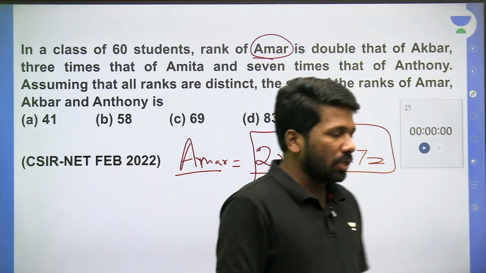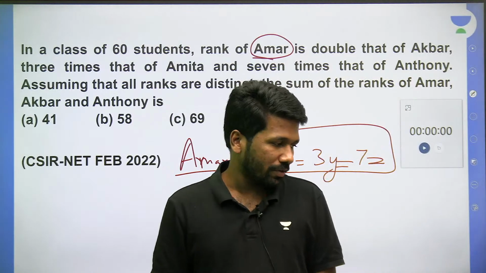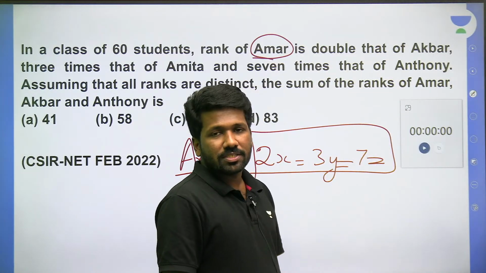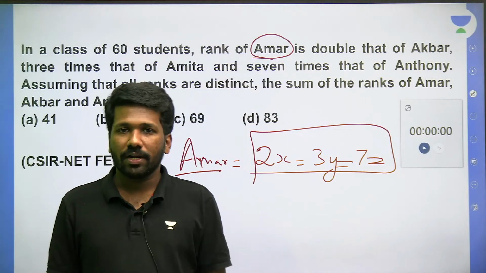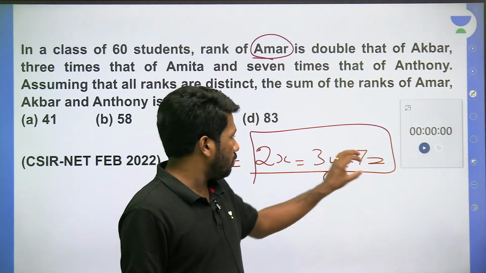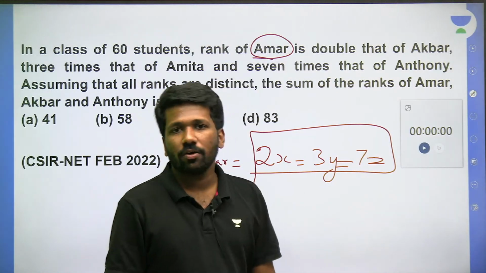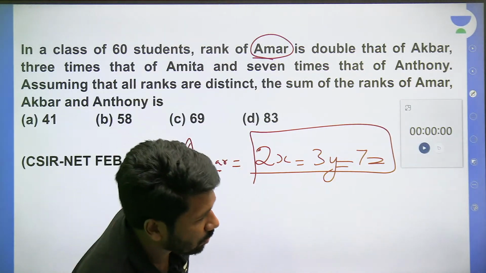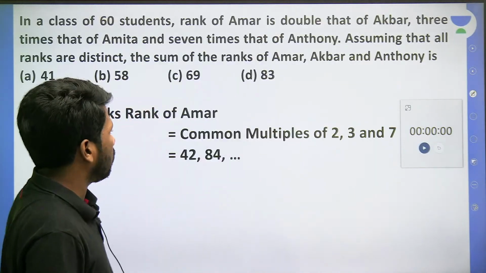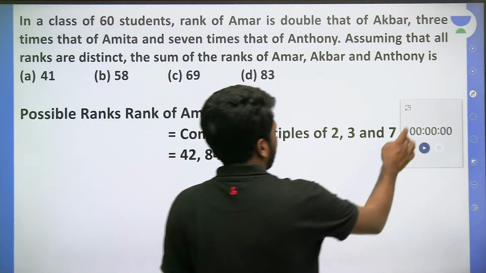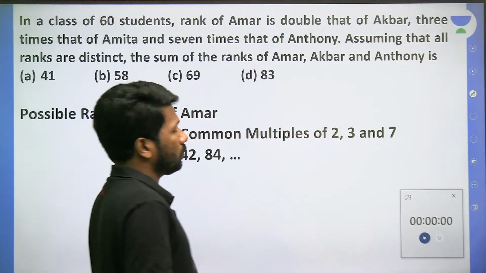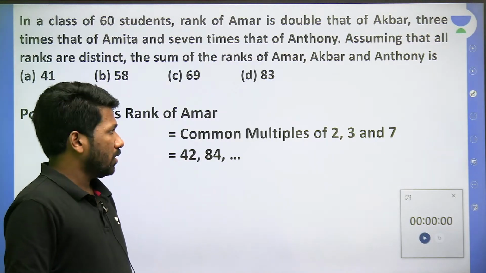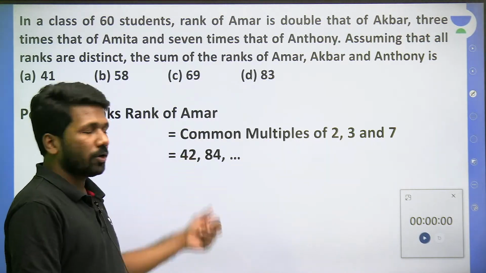What is the practical meaning of 2x equal to 3y equal to 7z? It means the multiple of 2, 3 and 7 is the same, a common multiple. The rank of Amar should be a common multiple of 2, 3, 7. Did you all understand? Now think about the common multiples of 2, 3, 7. The least common multiple is 42. LCM of 2, 3, 7 will be 42.